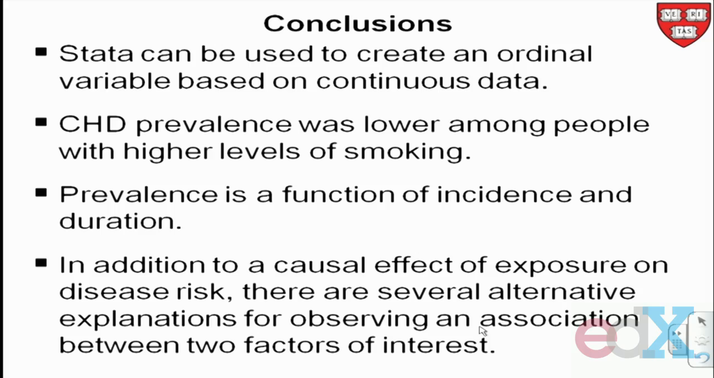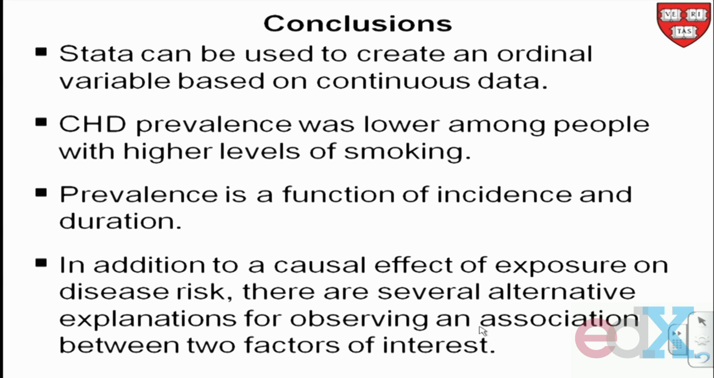So in conclusion, we saw that we can use STATA to create an ordinal variable based on continuous data, which may help us to come up with a more intuitive result. We discussed the fact that the coronary heart disease prevalence was lower among people with higher levels of smoking. And we thought about the fact that prevalence is a function of incidence and duration, and that in addition to a causal effect of the exposure on our outcome, there are other alternative explanations for observing an association between two factors of interest.